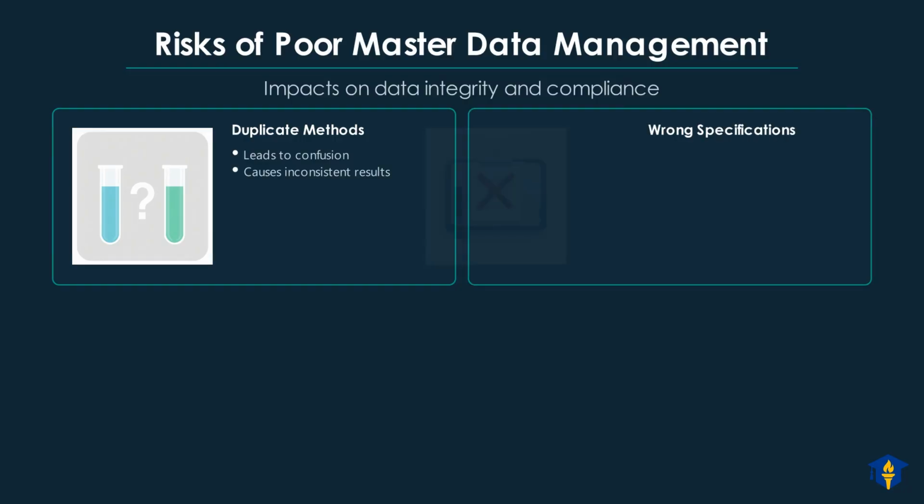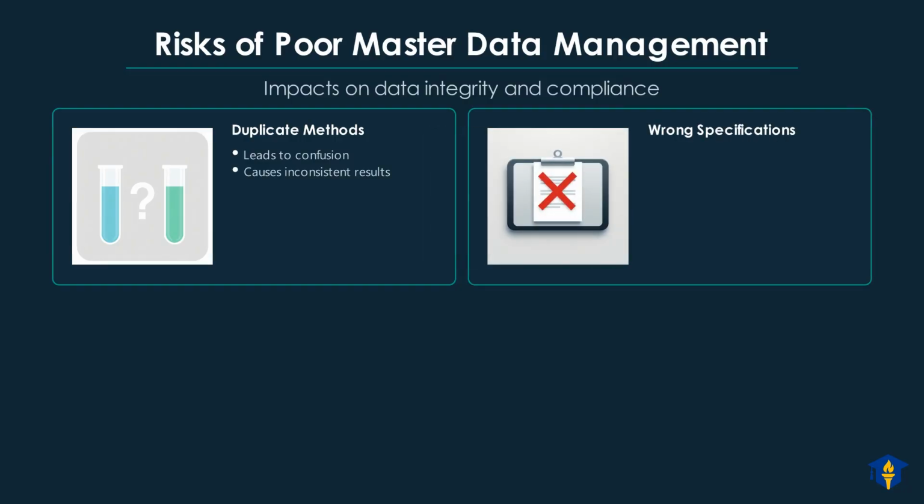Another critical risk involves using wrong specifications for tests or products. Incorrect specifications can unfortunately lead to making entirely wrong decisions about product quality or release. In regulated environments, using wrong specifications can even result in the false release of non-compliant products.